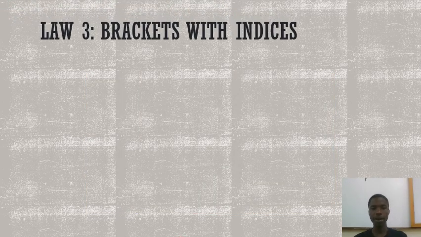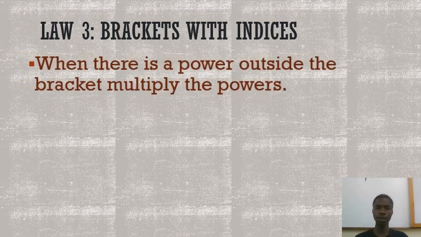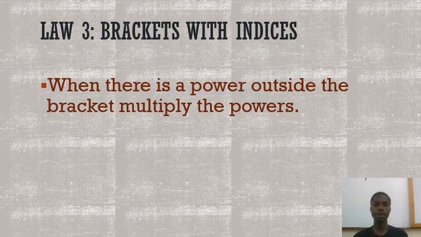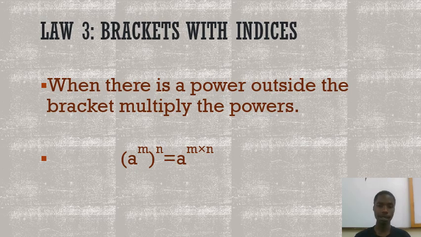Now, what is our third law? Our third law is brackets with indices. What do we know here? When there is a power outside the bracket, multiply the powers. For example, a power m in brackets raised to power n is equal to a power m multiplied by n. This is what we're talking about, bracket indices. This is our main formula here.